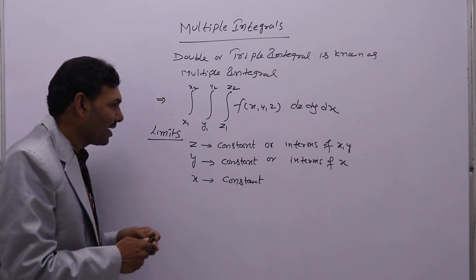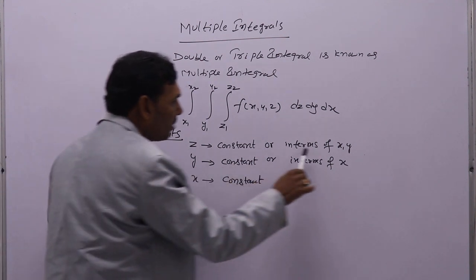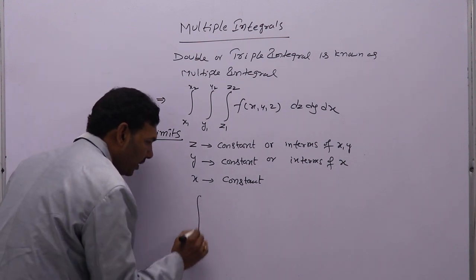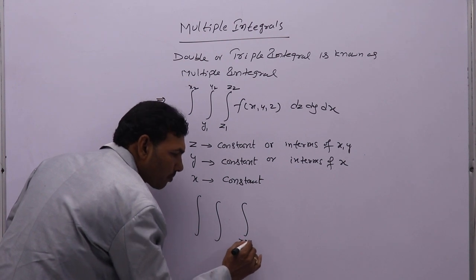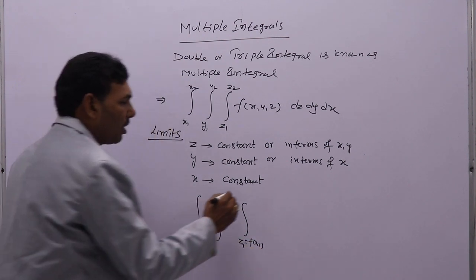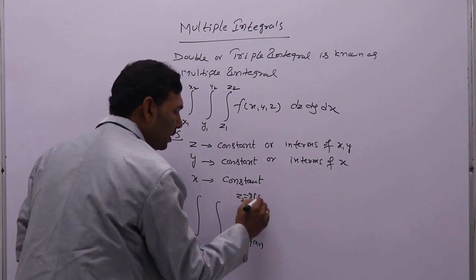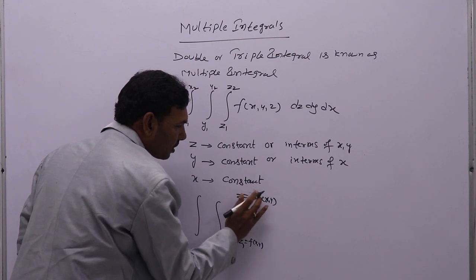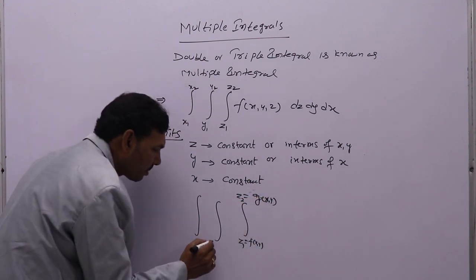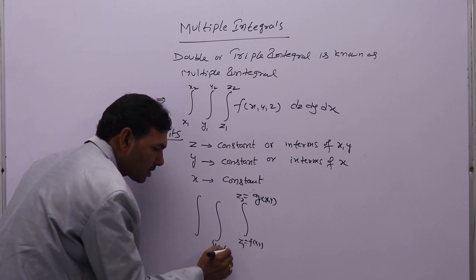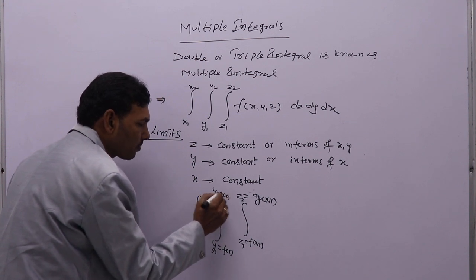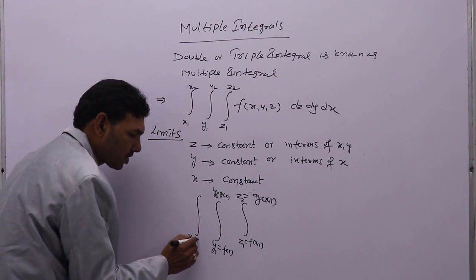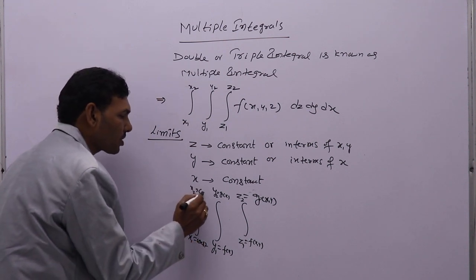So as I said earlier, how to integrate a triple integral? If the limits of z are in terms of x and y, the y limits are in terms of x, and the x limits are constant, like this you are going to evaluate. For example, the z limits are in terms of x and y: z1 is f of x y, z2 is g of x y. Similarly, y1 is some function of x, y2 is some function of x. Next, the x limits will be constant: x1 equals some constant, x2 is also some constant.